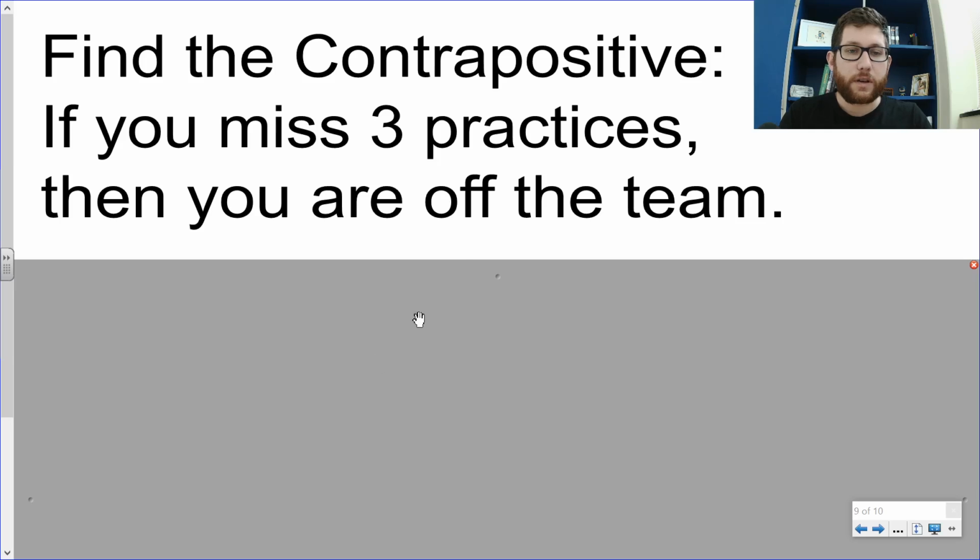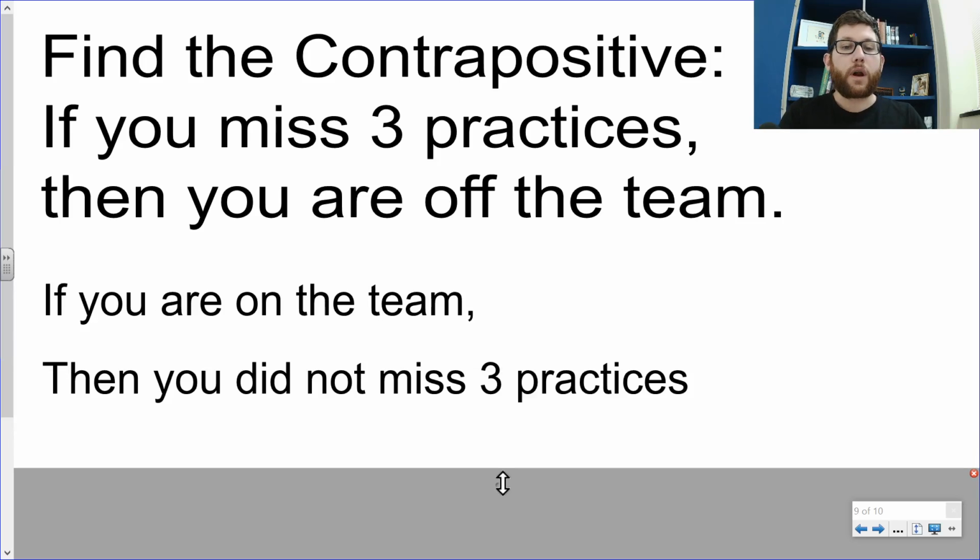Last example here of contrapositive. If you miss three practices, then you're off the team. We're going to switch it and negate it. If you are on the team, then you did not miss three practices. Hopefully this is an easy lesson for you guys. It's just a quick introduction to inverse, converse, contrapositive with conditional statements.